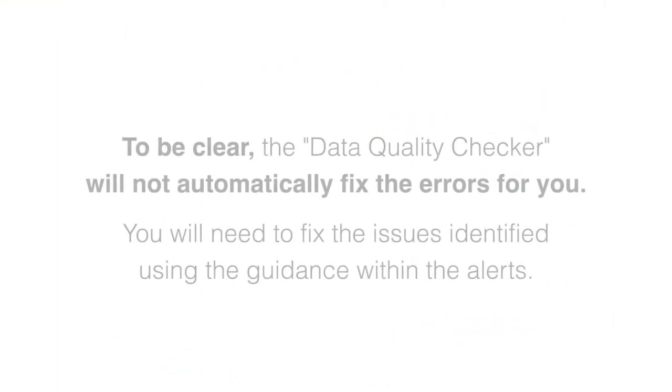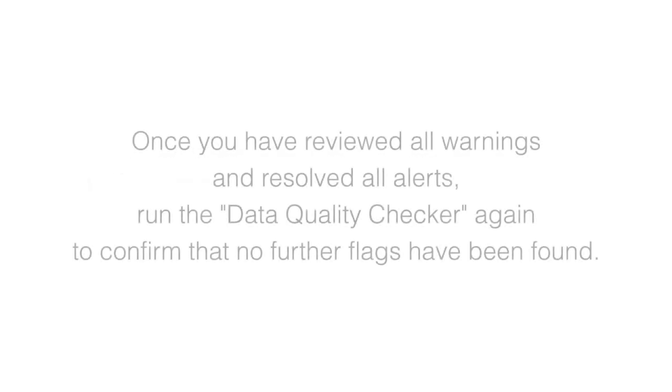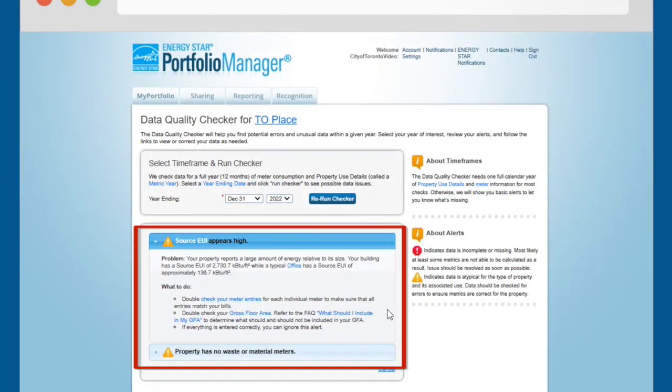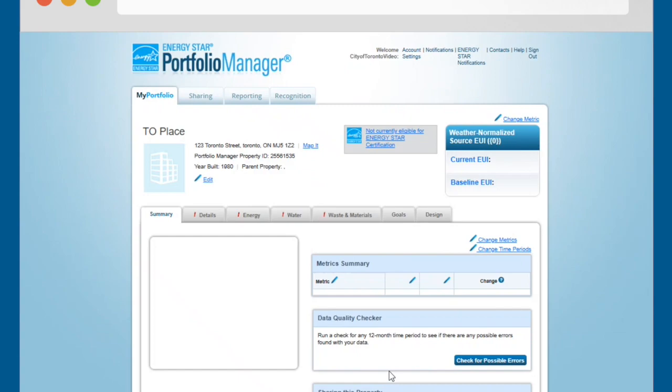To be clear, the Data Quality Checker will not automatically fix the errors for you. You will need to fix the issues identified using the guidance within the alerts. Once you have reviewed all warnings and resolved all alerts, run the Data Quality Checker again to confirm that no further flags have been found. After you have addressed each of the alerts in the Data Quality Checker, click the Cancel link at the bottom of the page. This will return you to the Summary tab for your property.